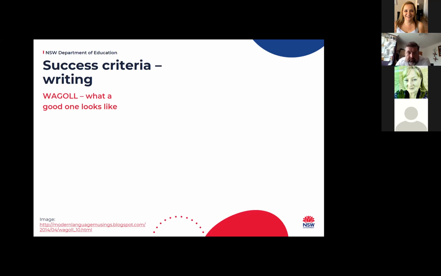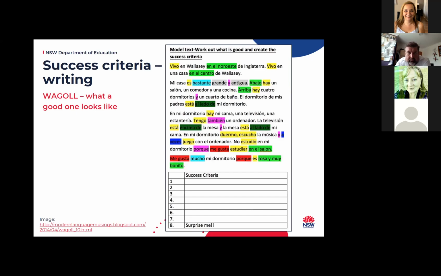Success criteria are most effective when students have a clear understanding of what success looks like, or even when they identify their own success criteria. Here's an example. WAGOL stands for what a good one looks like. Consider this model text in Spanish. The teacher provides a text with the good bits highlighted. Students then work in pairs to create their own success criteria based on the highlighted text.